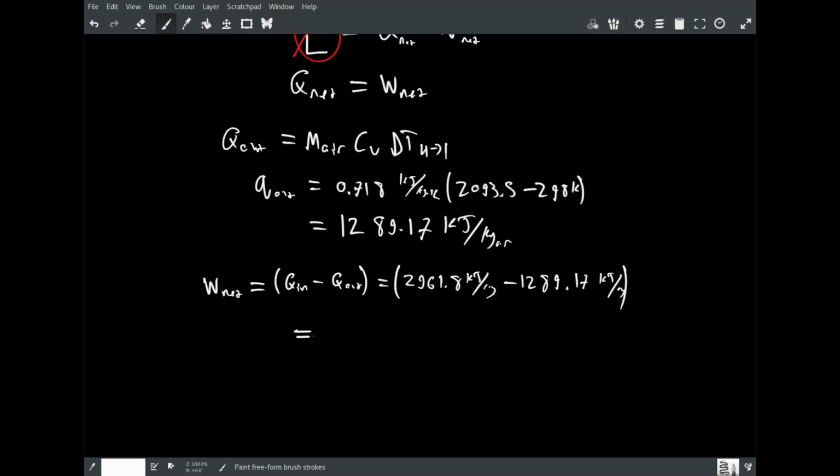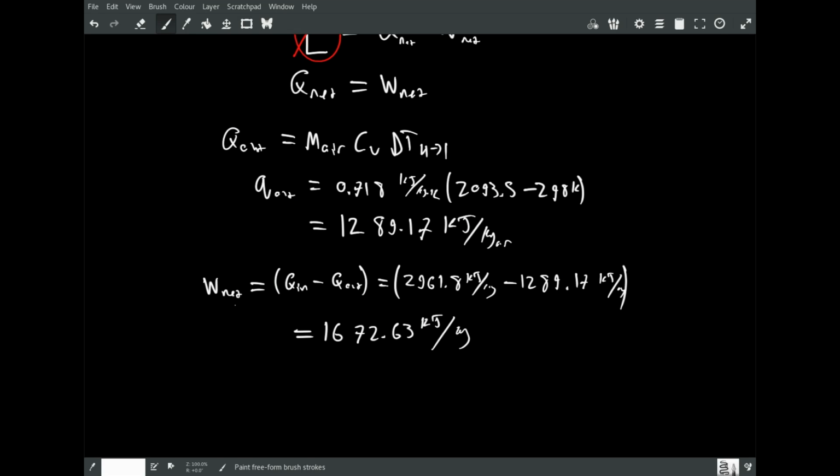So our net work, we can say net specific work, is going to be 1672.63 kilojoules per kilogram of air. What we can basically say is, what's the mass of the air being taken in by the engine, and we can find how many kilojoules of work per cycle there are.